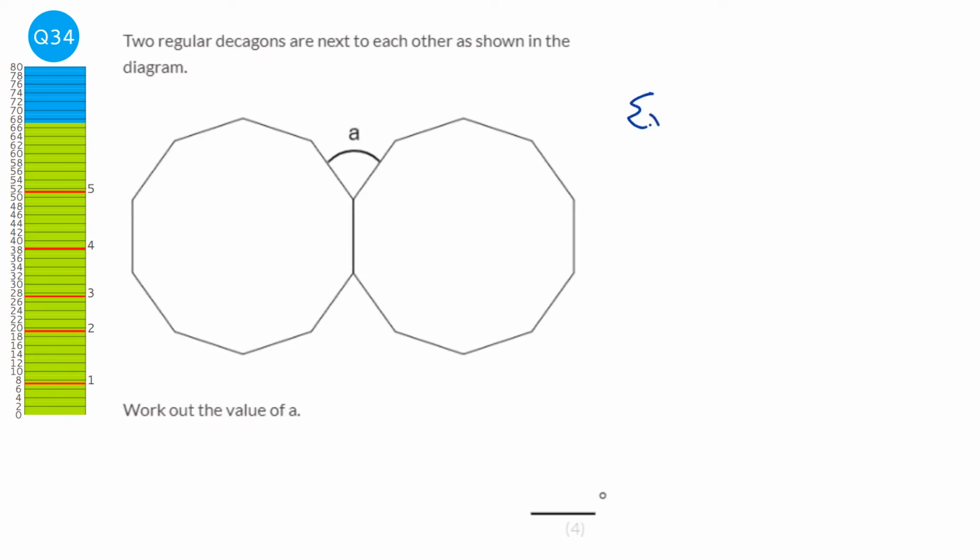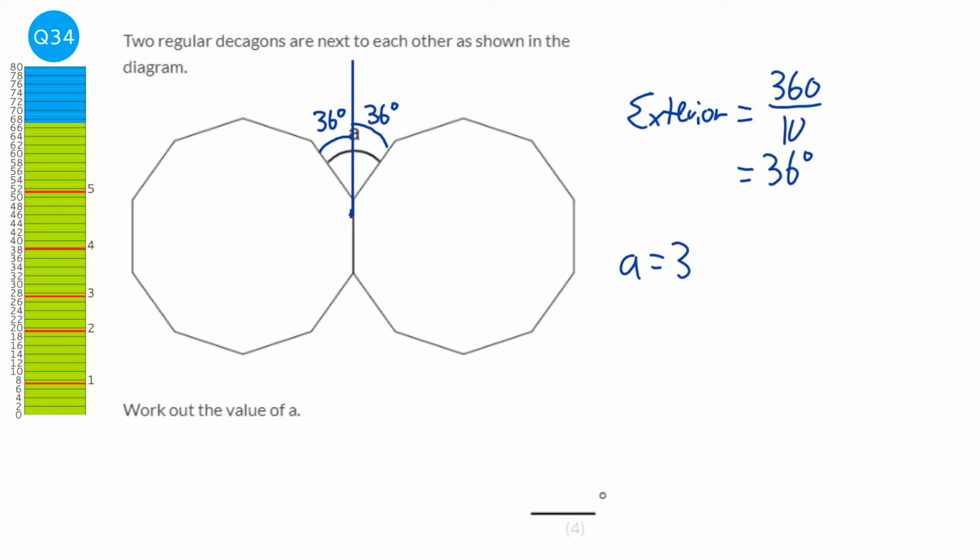To find the exterior angle of any polygon, we do 360 divided by the amount of sides. These are decagons, which means they have 10 sides. So the exterior angles will be 36 degrees. An exterior angle is just an angle that continues on from the side. So this one here is the exterior angle of the left-hand decagon, and this one here is the exterior angle on the right-hand decagon. So altogether the angle A will be 36 plus 36, which will be 72. So our answer will be 72 degrees.